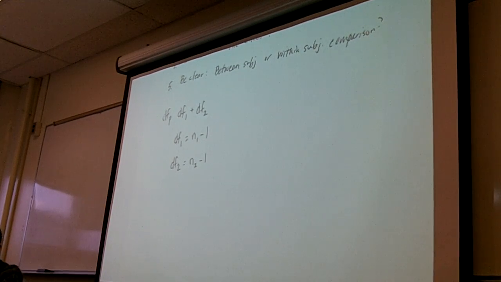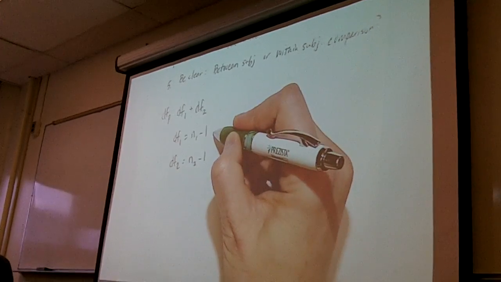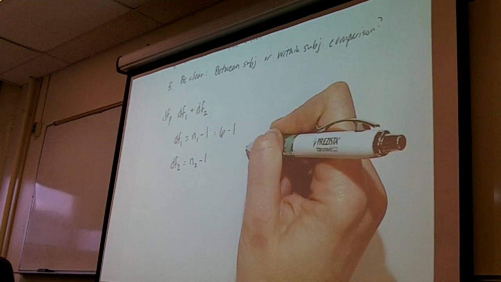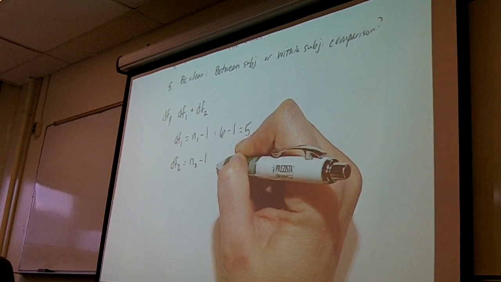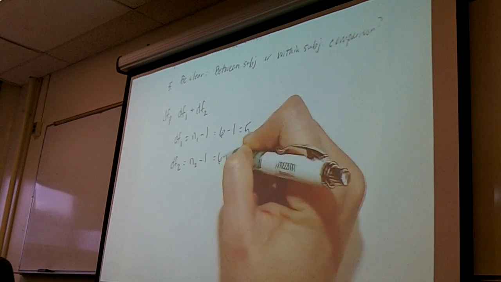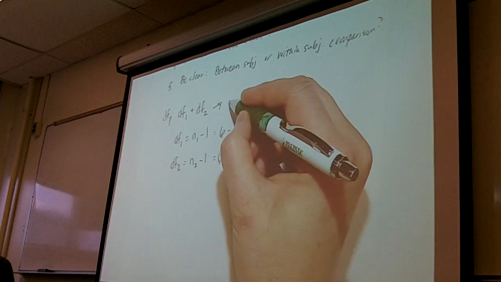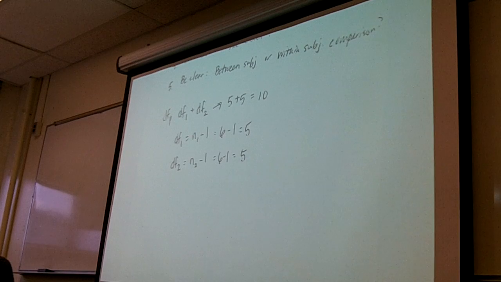So if we take a look at our problem, we see that how many kids are in each group? 6. Okay? So that means that our degrees of freedom here is 6 minus 1 for group 1. So that's 5. And also true for group 2. 6 minus 1 is 5. So that means degrees of freedom 1 plus degrees of freedom 2 is 5 plus 5. It's 10. Make sense?